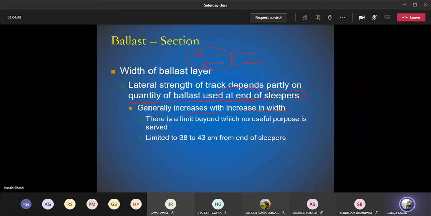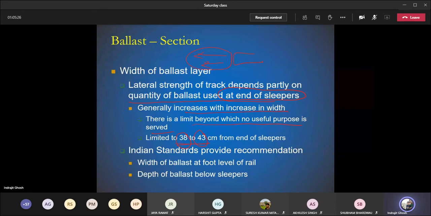After a certain point, no matter if you put more ballast, it is not going to make any change and has no influence on the lateral stability of that particular track. Maybe it is providing more stability to the side track. So there is a limit beyond which no useful purpose is served. It has been observed that this limit ranges from 38 centimeter to 43 centimeter from the end of the sleeper. Now 38 to 43 depends upon what kind of gauge you have: broad gauge, meter gauge, narrow gauge.